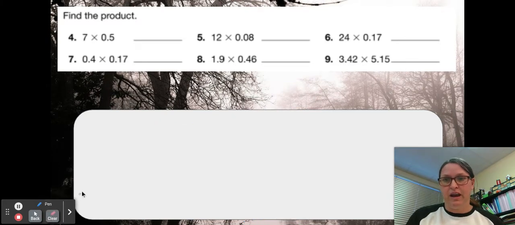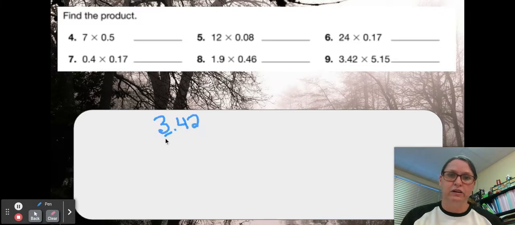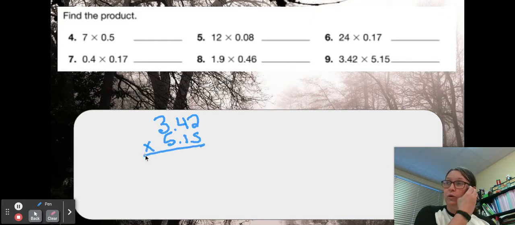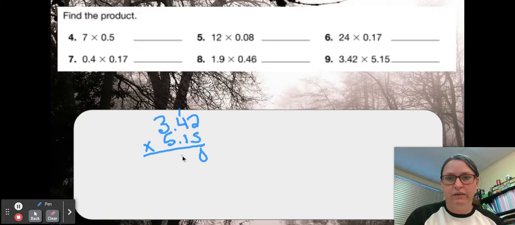Let's do number 9. I have 3.42 times 5.15. This one's going to be a little longer math, but we can totally do it. So 5 times 2 is 10. 5 times 4 is 20, plus 1 is 21. 5 times 3 is 15, plus 2 is 17.